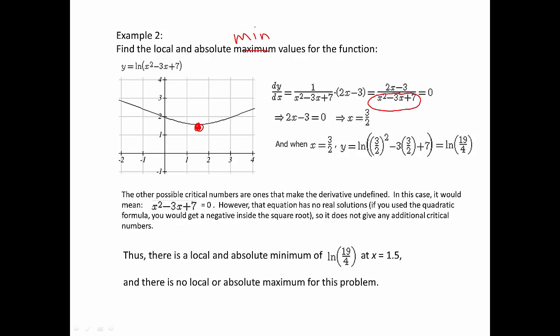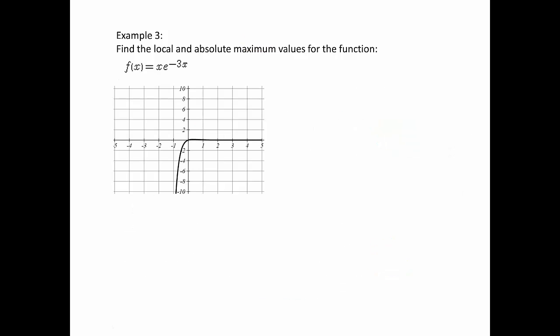And there's a local and absolute minimum of the natural log of 19/4 at x equals 1.5, right? 1.5, 3/2, same thing. And just like the last problem, there are no local or absolute maximums for this problem. So example 3, let's look at this one. Looking at it quickly, it looks like there may not be a maximum. Let's go ahead and do the calculus.